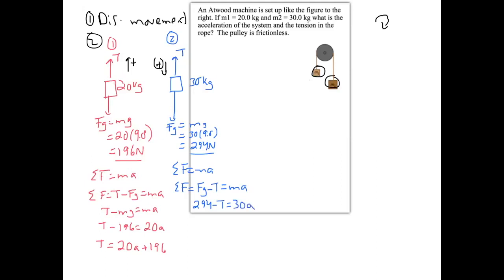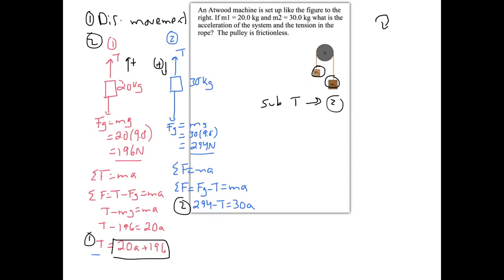Now the next thing we need to do is isolate T, which we did. That's right there. And we're going to sub T into equation 2. So let's do that over here. We know T equals that, so sub T into equation 2. We'll say that's equation 2, and that's equation 1.